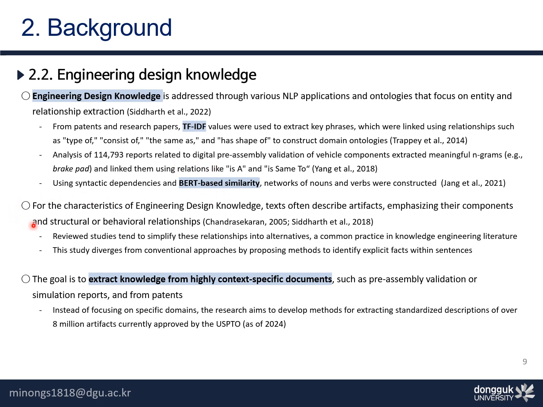Engineering design knowledge text includes descriptions and relationships related to artifacts, conveying structure and behavior relationships between entities. While existing research aimed to simplify these relationships into finite sets of alternatives, this study proposes a method for identifying explicit facts in sentences. Instead of focusing on a specific domain, this study aimed to develop a method for extracting knowledge from patent documents.